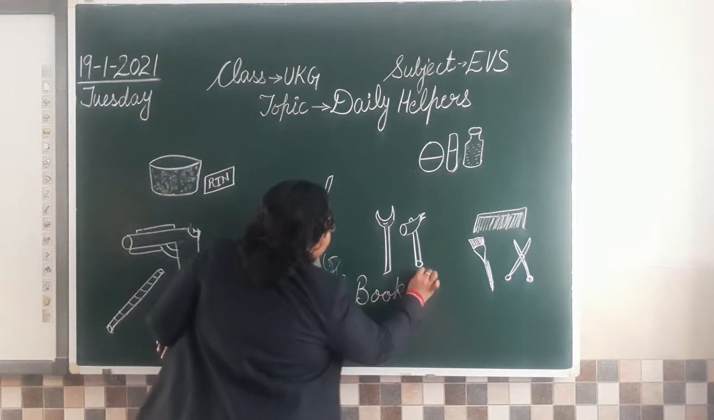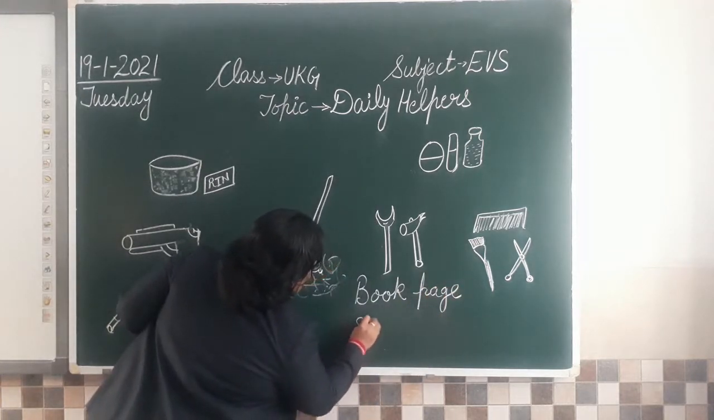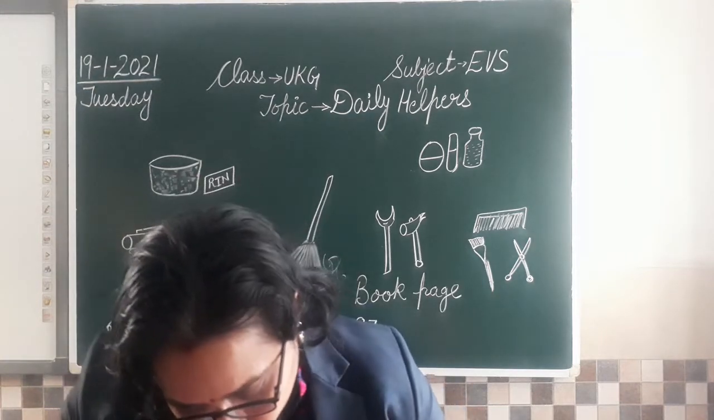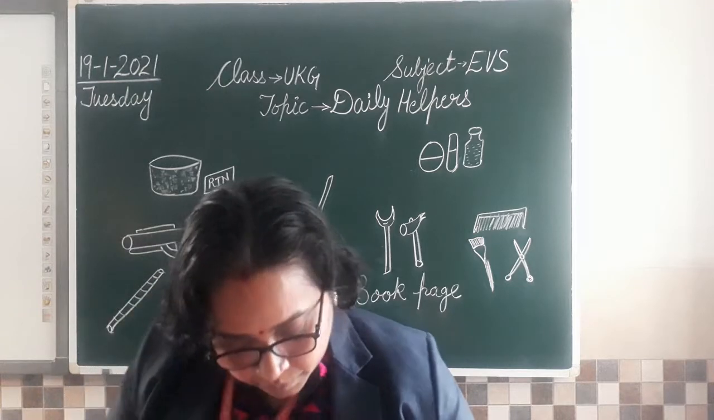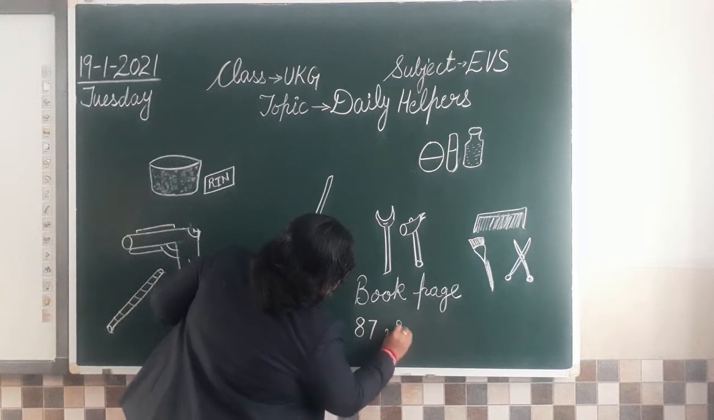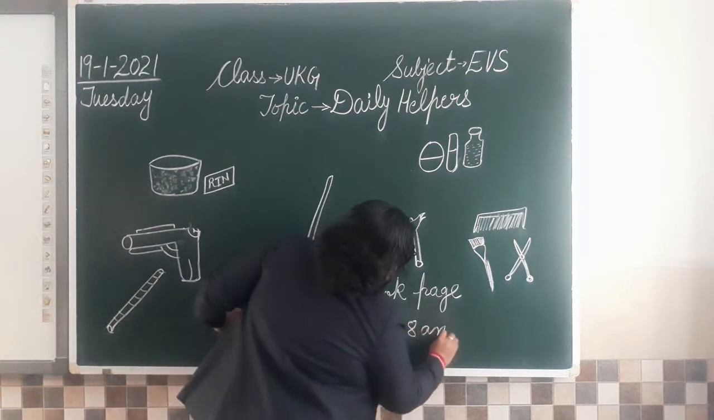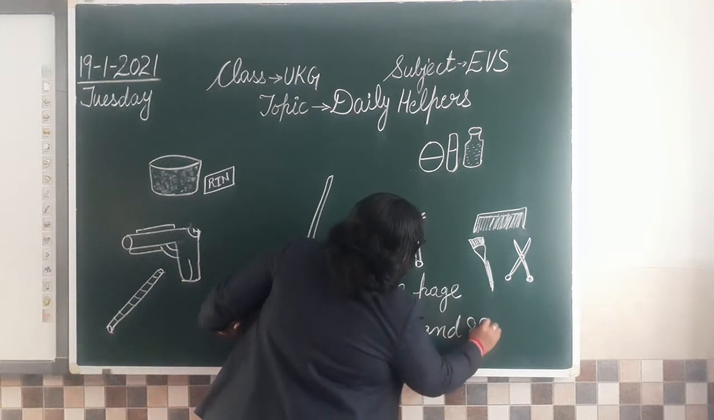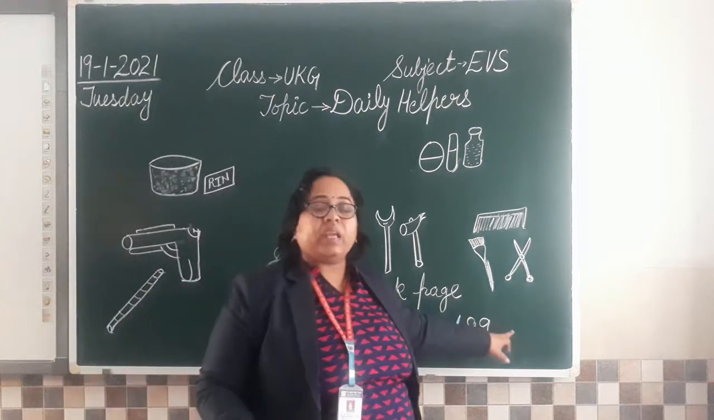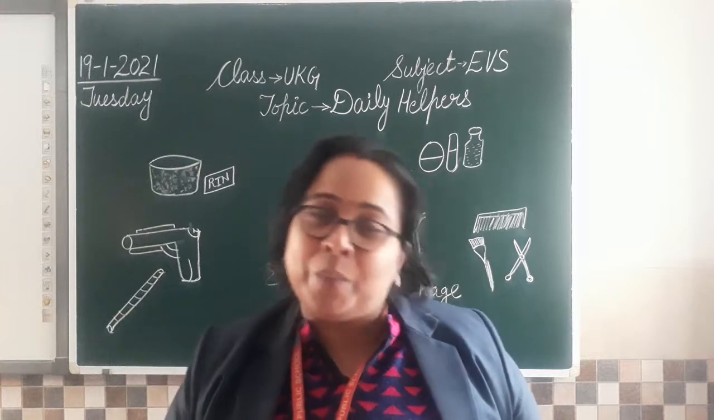So book page number 87, and from 87 we are going to continue doing it till page number 89. Okay, 87, then we will do 88, and last will be 89. So we are going to do all these three pages, 87, 88 and 89, understanding about different helpers. Okay, open your book please.